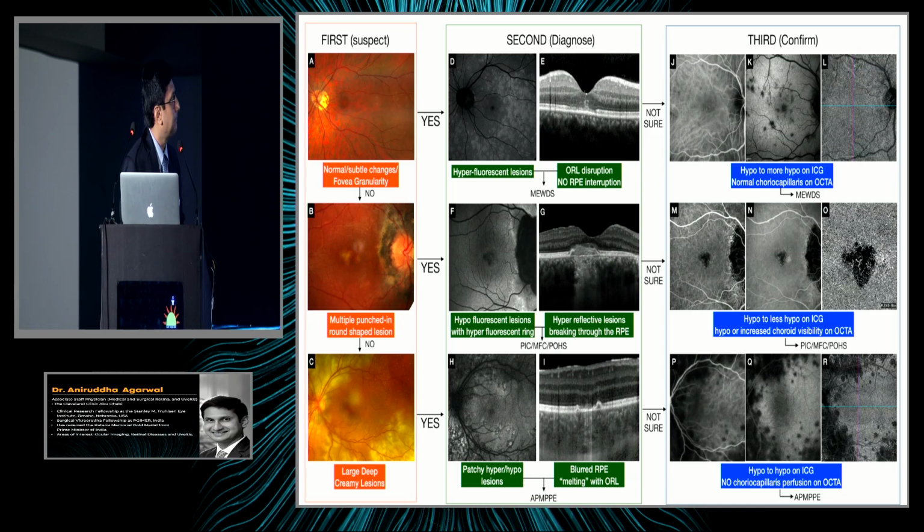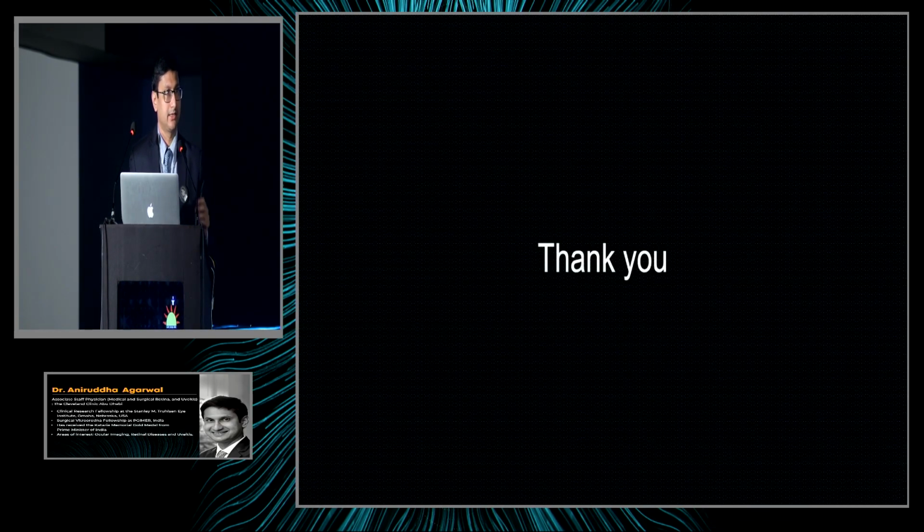When you have multiple punched-out rounded lesions, you are going to either have PIC or MFC. I think they belong to the same spectrum. You will have hyperreflective lesions breaking through the RPE. So, when you have large, deep, creamy lesions, along with patchy, plaque-like involvement of the posterior pole, think of AMPPE, and I think AMPPE has a characteristic appearance on fluorescein angiography, ICG, and OCTA. You will have choriocapillaris flow void in all of them. So with this, thank you so much, and I'm happy to take any questions.